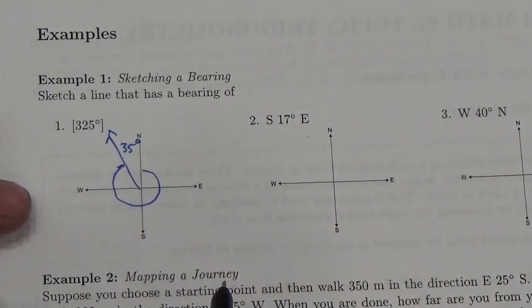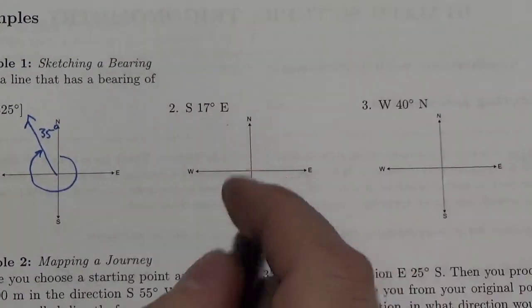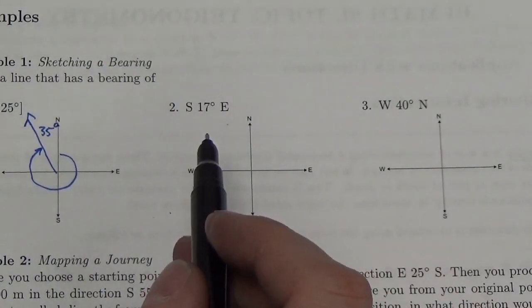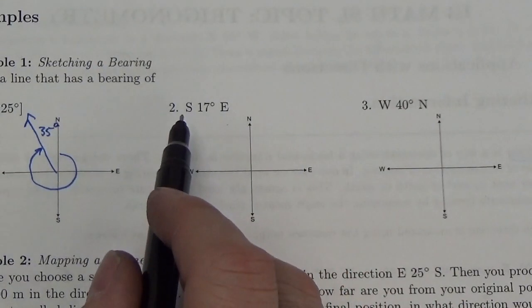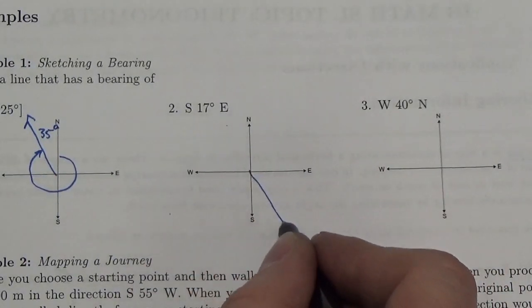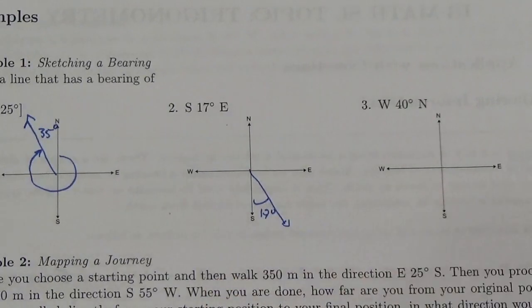And so that's what we're being asked to do, to sketch the angle like that. For this second one here, we're going to go south 17 degrees east. Now, I like these ones here. These ones are really straightforward. South, we're going to rotate 17 degrees in the direction of east, so that's going to look something like this, where this is 17 degrees.